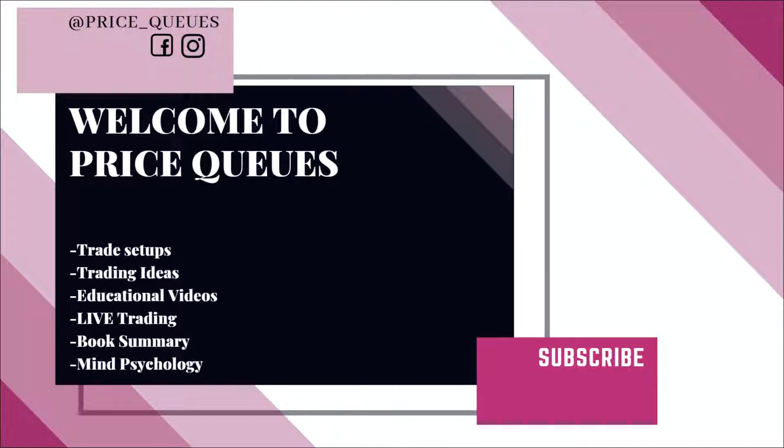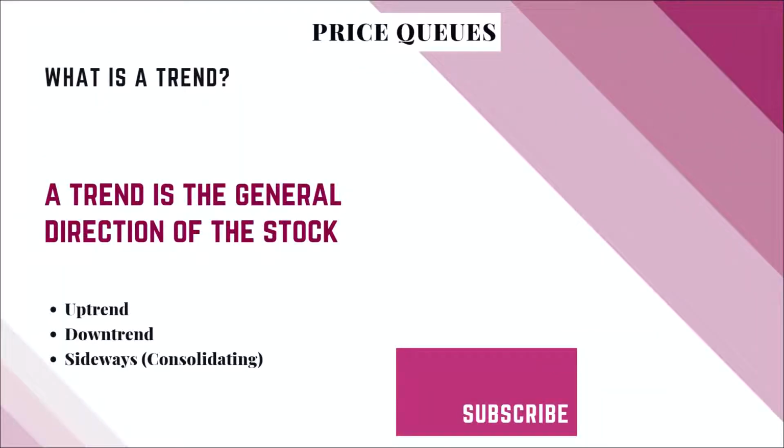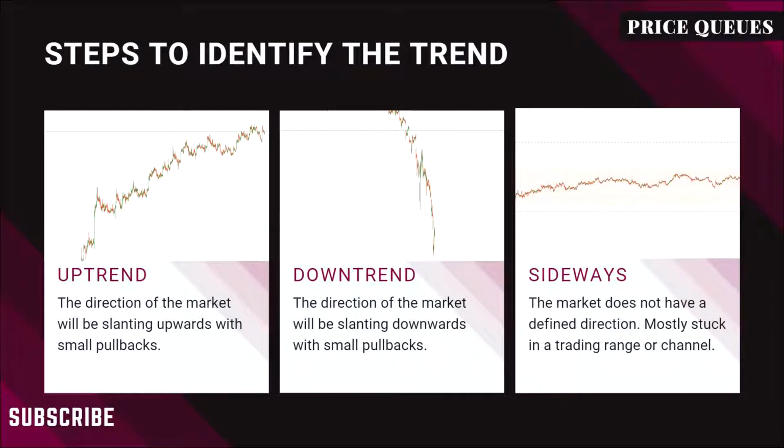Now, let's get started. Before we understand how to draw trend lines, we need to understand what a trend is. A trend is the general direction of the stock. The stock can either be in the uptrend, the downtrend, or sideways. If the direction of the market is slanting upwards with small pullbacks, it is an uptrend. If the direction of the market is slanting downwards with small pullbacks, it is a downtrend. And if the market does not have a defined direction, it means it's in a sideways market.